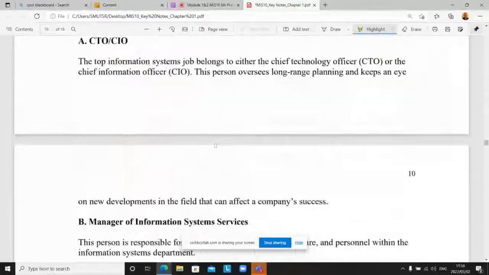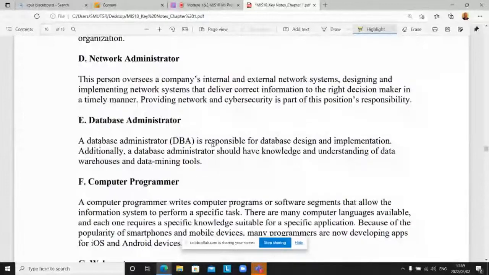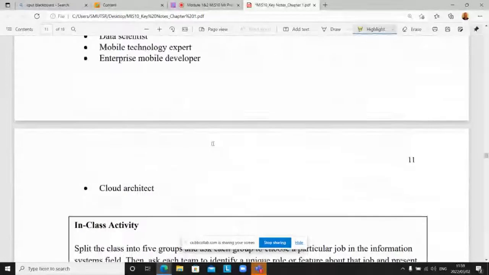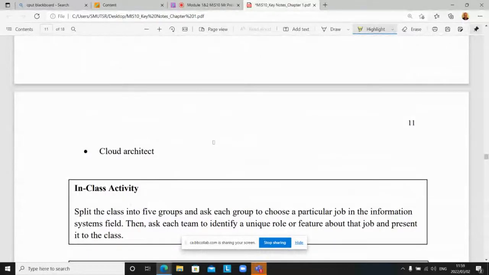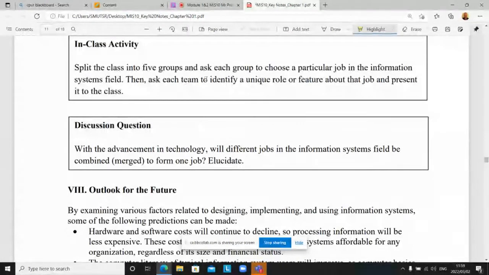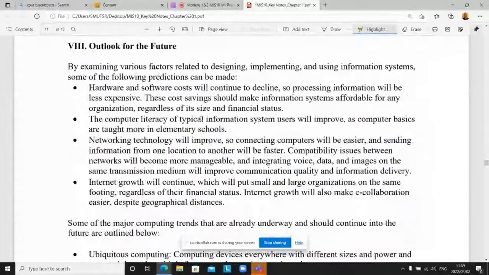So we might ask you to give us an example. At this level, we might ask you to give us an example of what the jobs are in the IT market, and then possibly one in an accounting context, which would be a programmer that would develop software for Sage Pastel, for example, or even database software. Split the class into 5 groups, particular job in the information systems field. No, not relevant. Outlook for the future.